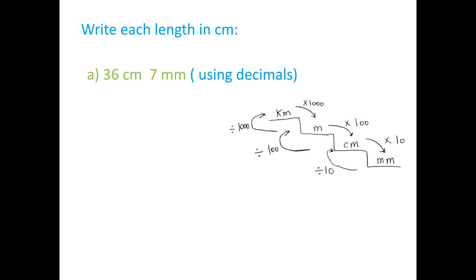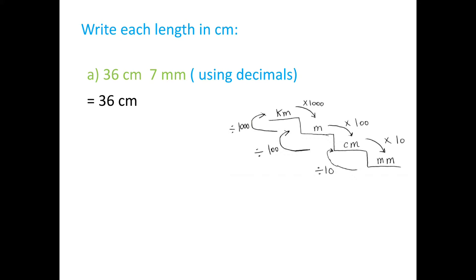What do we mean? You have 36 centimeters and 7 millimeters. The head of the question is asking you to convert to centimeters. The 36 is already written in centimeters, so it's ready for me. I don't need to change anything in the 36. So I will leave the 36 as it is because it's already in centimeters. But what do I need to change? I need to change the 7 millimeters.